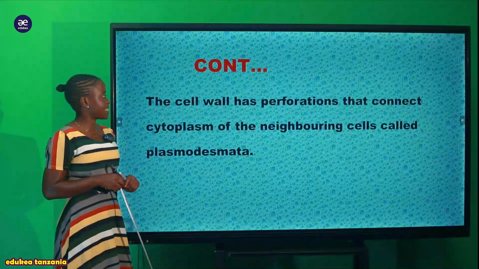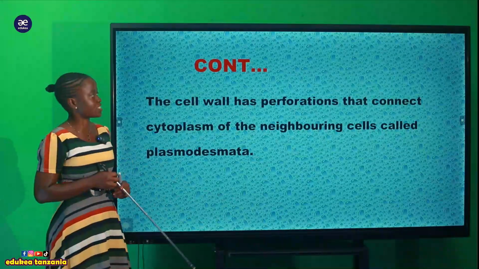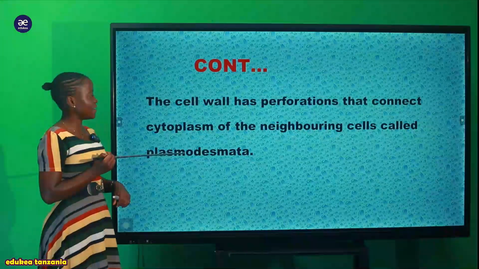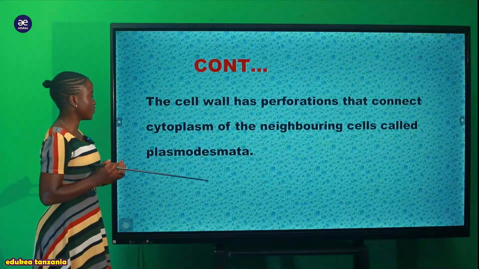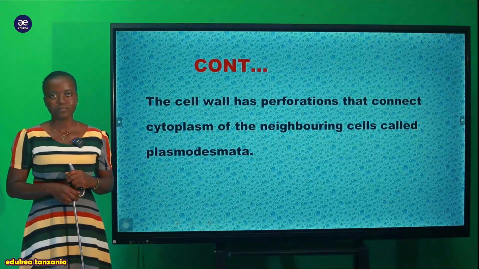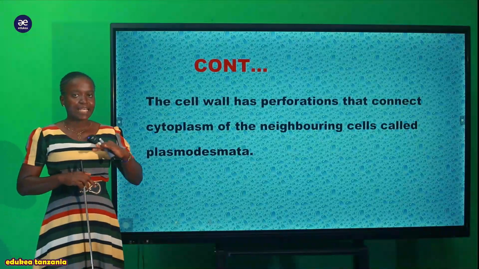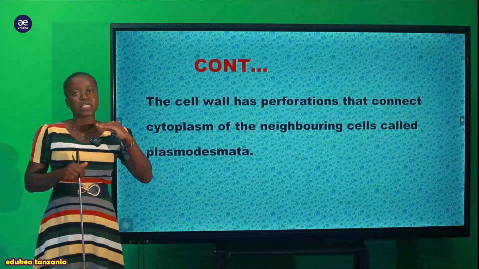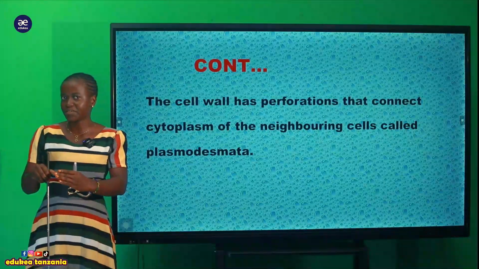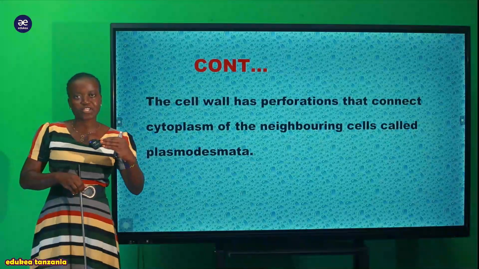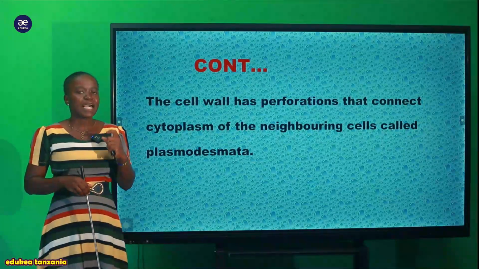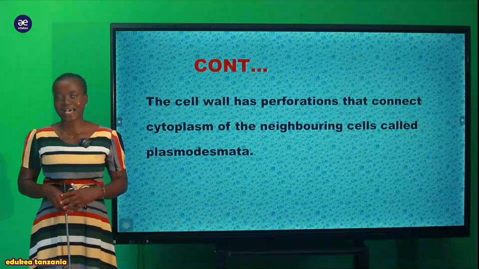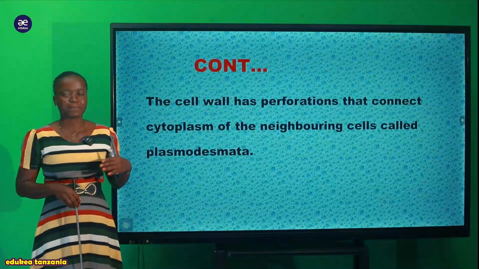But also we can simply say that the cell wall has perforations that connect the cytoplasm of the neighboring cells called the plasmodesmata. Underline the word plasmodesmata. Here we have seen that the plant cell inakuwa na perforation, vitundu vidogo vidogo. Sasa vile vitundu vidogo vidogo inaweza ikaunganisha kati ya cytoplasm moja na cytoplasm nyingine of a plant cell. Sasa vile perforation au those small pores, they are called the plasmodesmata. We're going to see the function of this plasmodesmata later on.